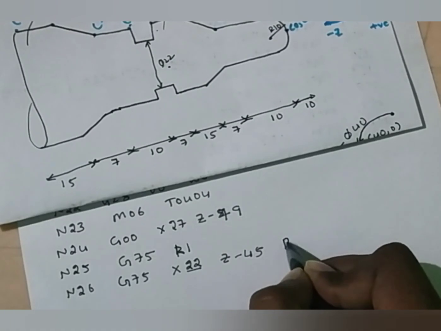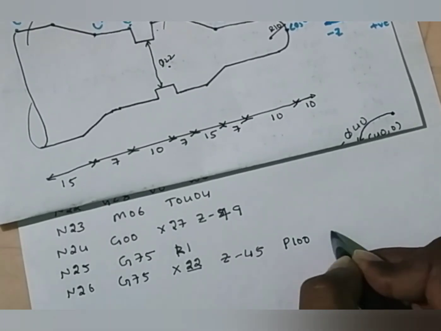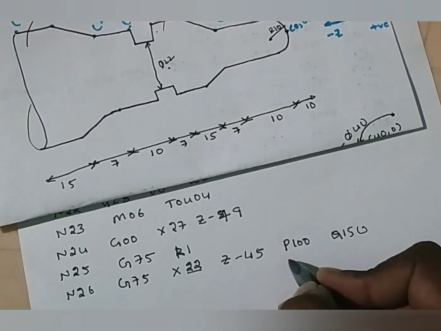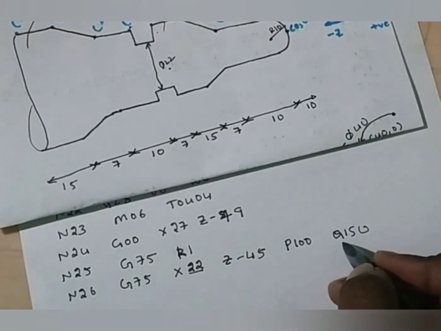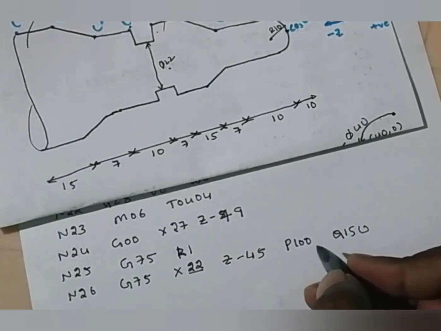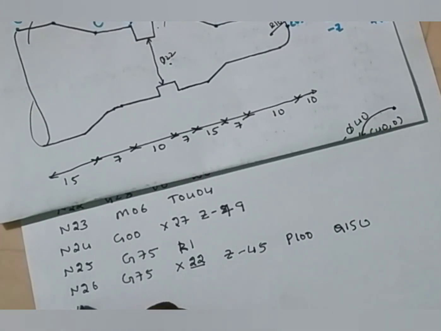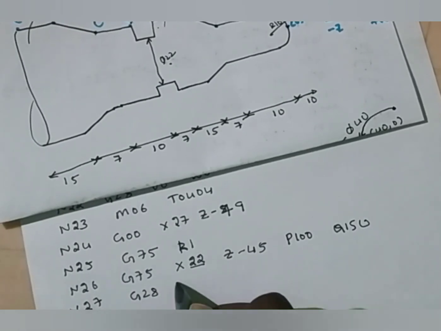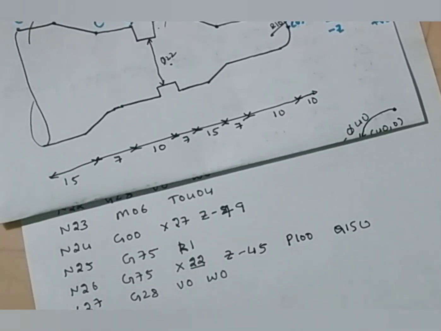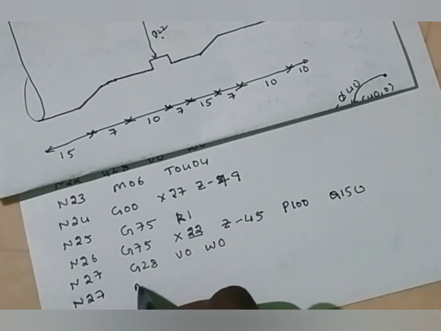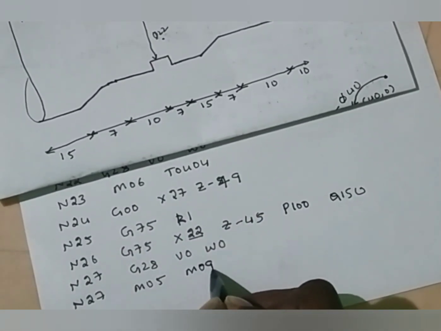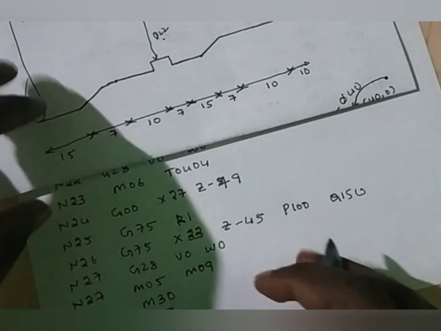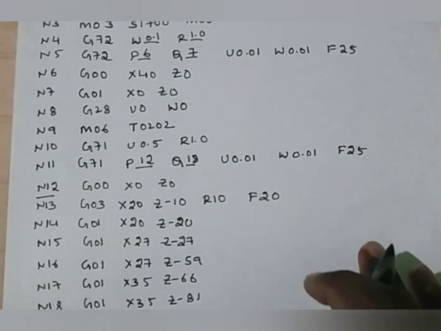And P value, let it be 100. Q value, let it be 150. Okay, P is pecking increment in X axis in microns. Q is stepping distance along X axis, Z axis in microns. Okay, next we have performed the groove operation. Now send this groove tool to its reference point, G28 U0 W0. Now all the operations are over. Switch off the spindle, M05. Switch off the coolant, M09. Next stop the program, M30. This is the program for the given geometry.